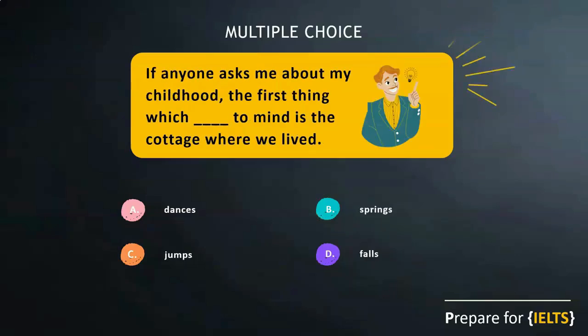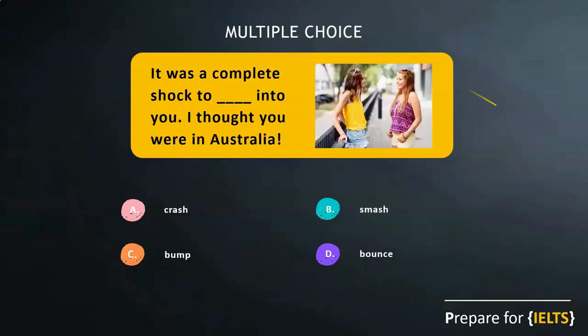If anyone asks me about my childhood, the first thing which, something to mind, is the cottage where we lived. And the answer is, well, it's not dances, it's not jumps, it's not falls, it's springs. Something springs to mind. It comes into your head. You find it in your memory. And it was a complete shock to something into you. I thought you were in Australia. A complete shock to bump into somebody.